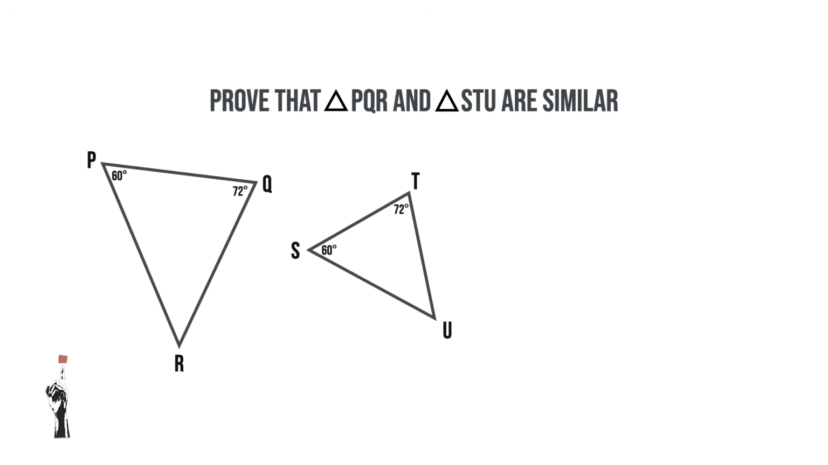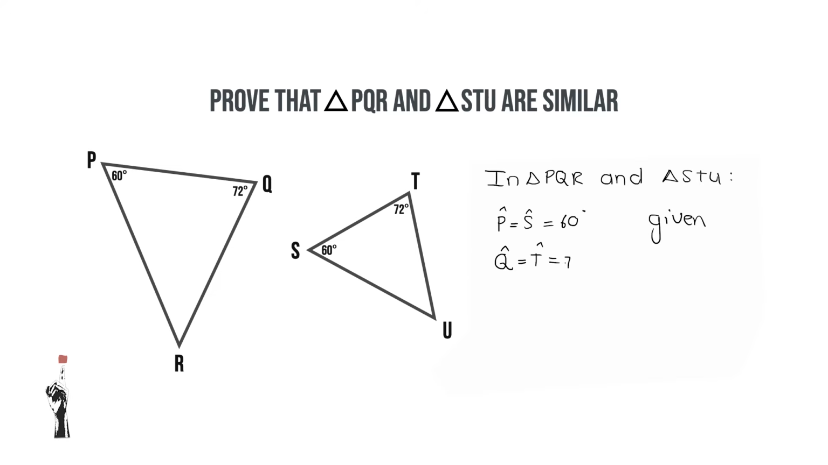Prove that triangle PQR and triangle STU are similar. Now, I can clearly see that angle P is the same size as angle S. Therefore, I can write in triangle PQR and triangle STU, angle P is equal to angle S, which is equal to 60 degrees. And my reason here is given. Furthermore, I can see that angle Q is equal to angle T, which is 72 degrees. This is also given.